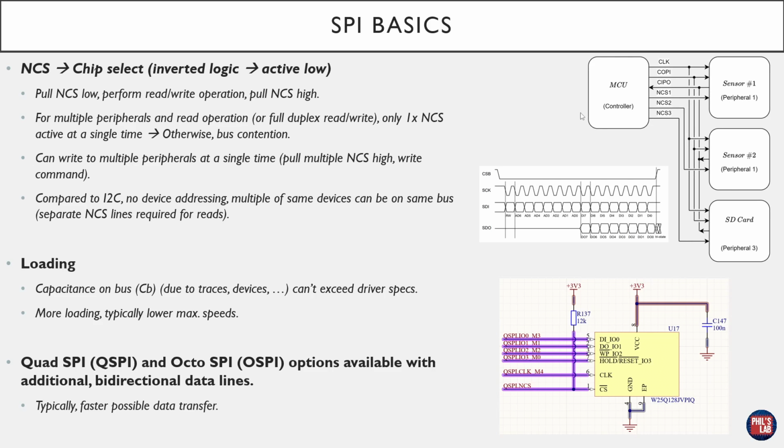If we have more devices on the same bus, not just because we have to divide up when we transmit and receive data to the various peripherals, but also due to this capacitive loading, which will slow down the edge rates, typically means we get lower maximum speeds as well.